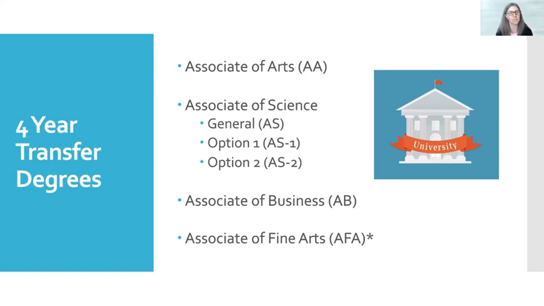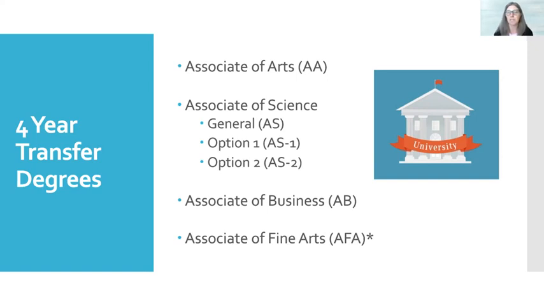So the first transfer degree that we'll talk about today is the Associate of Arts, or the AA degree. This is the one that people usually are the most familiar with or have heard of most regularly. And this doesn't necessarily mean drawing or painting art, although it definitely could, but it stands for liberal arts. So basically, if students want to study something within arts, humanities, or social sciences, they're probably working on the AA degree.